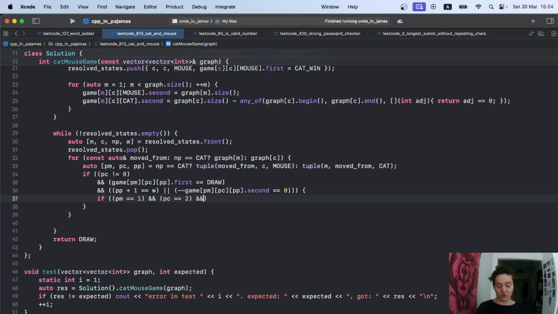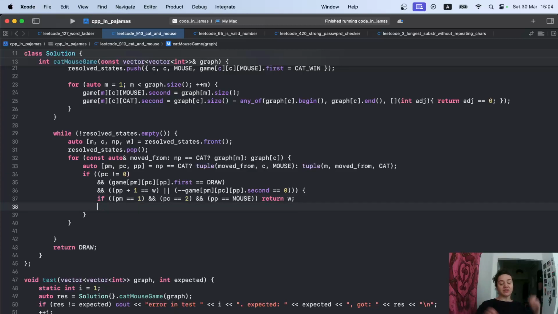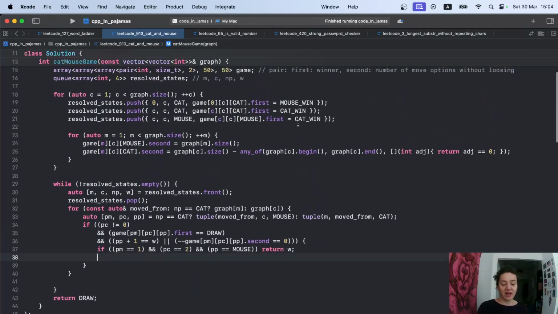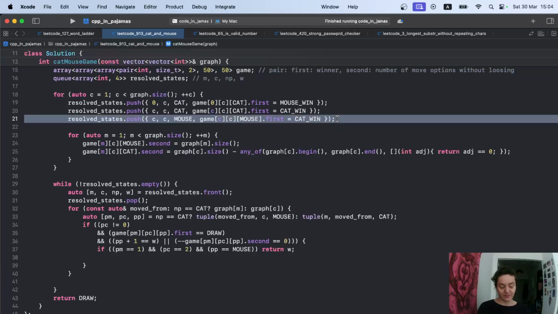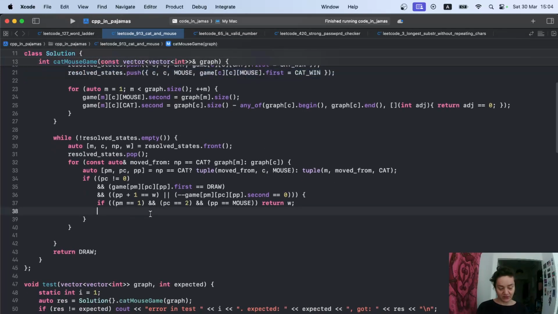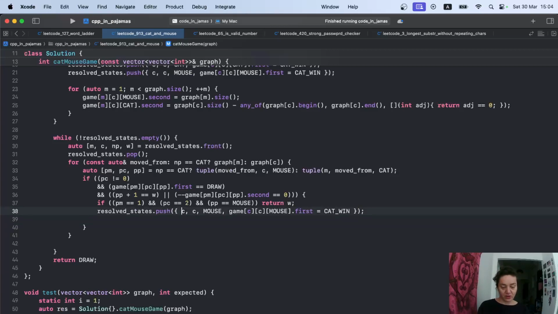Mouse at 1, cat at 2. Player was mouse. Yeah. Bye-bye. We have an answer. But if it's not our goal state, we just mark it in the matrix as a resolved state, push it into the queue of resolved states, and continue. So I'm gonna copy a line from here with your permission and just change it. Resolved state push. Where was the mouse? Where was the cat? Who was the player? And a winner resolved for this state.